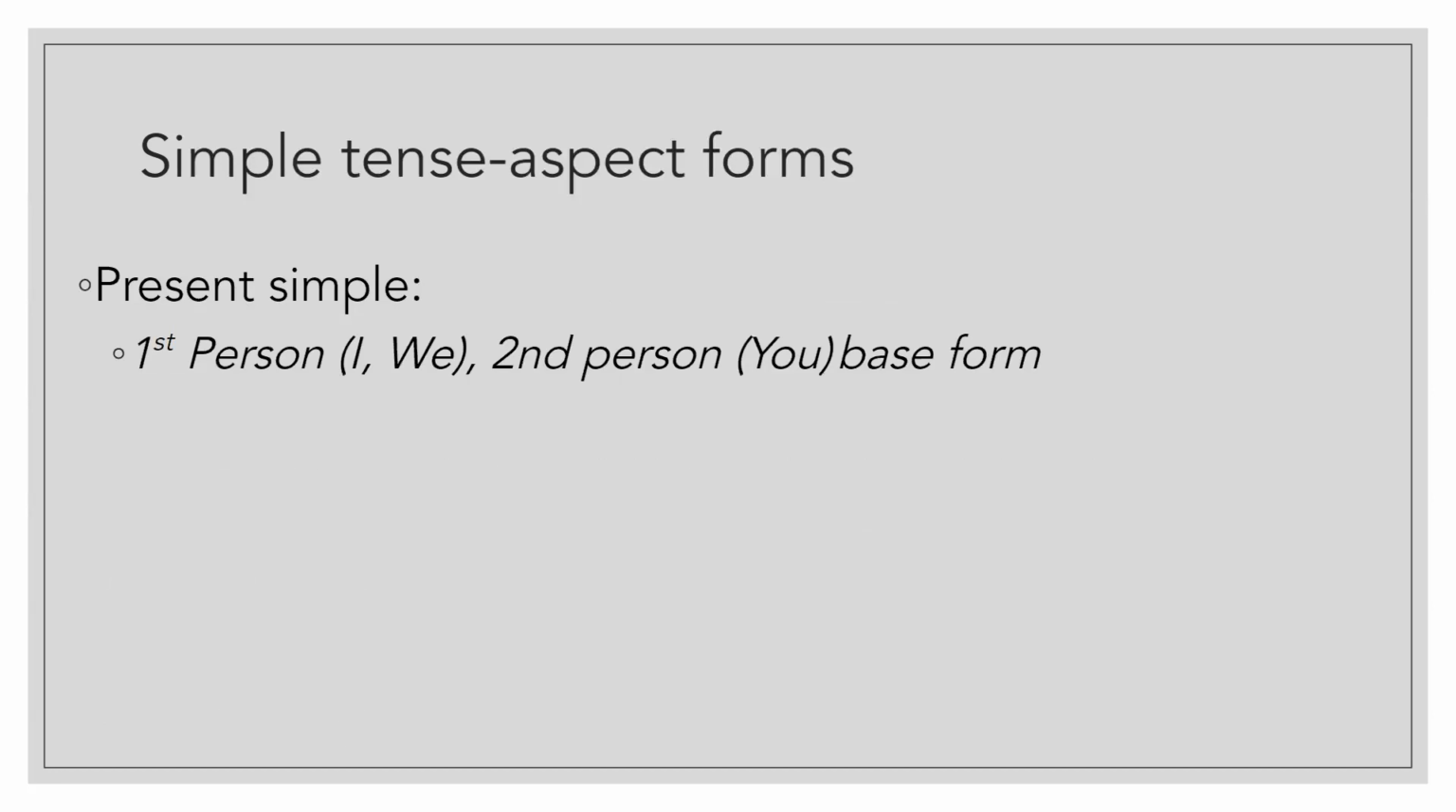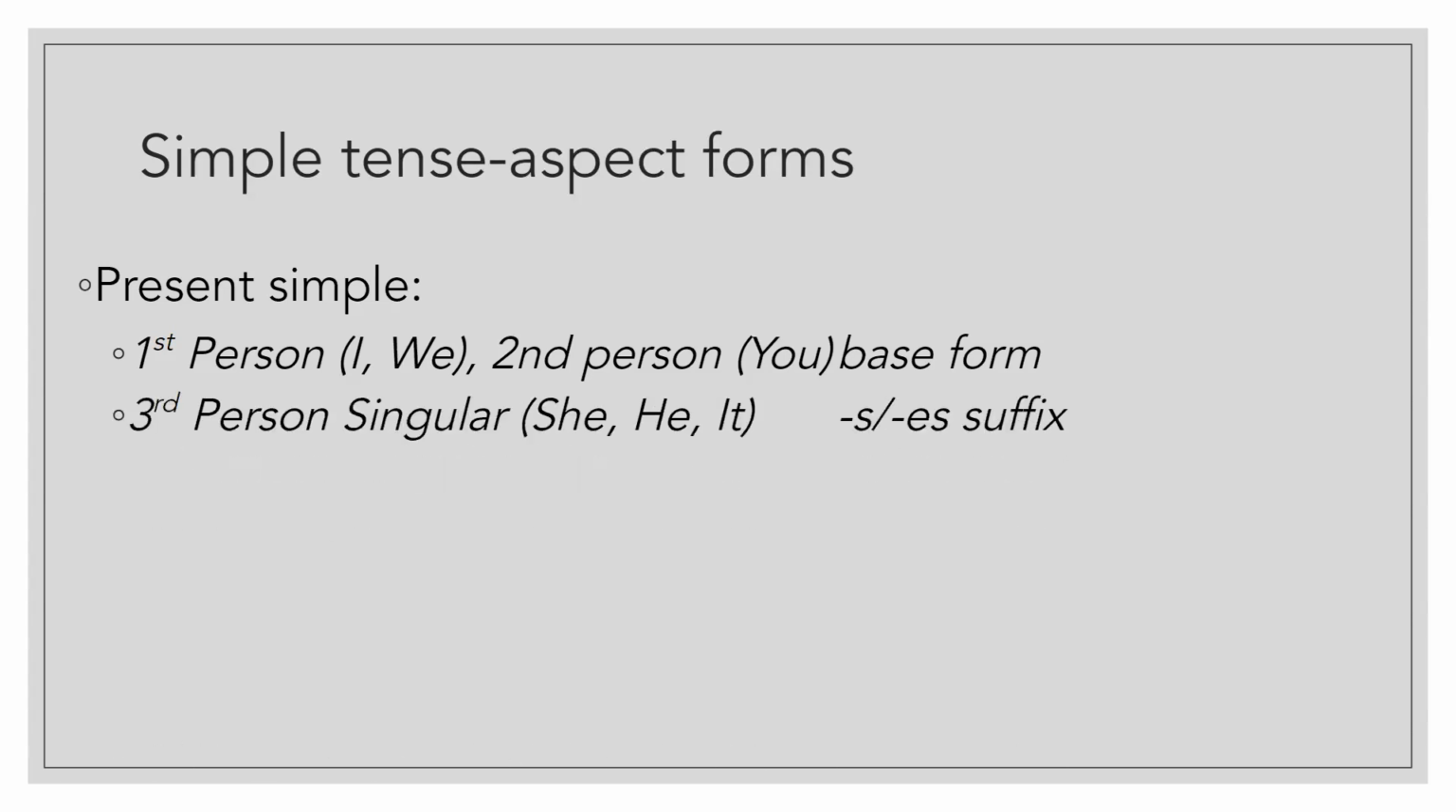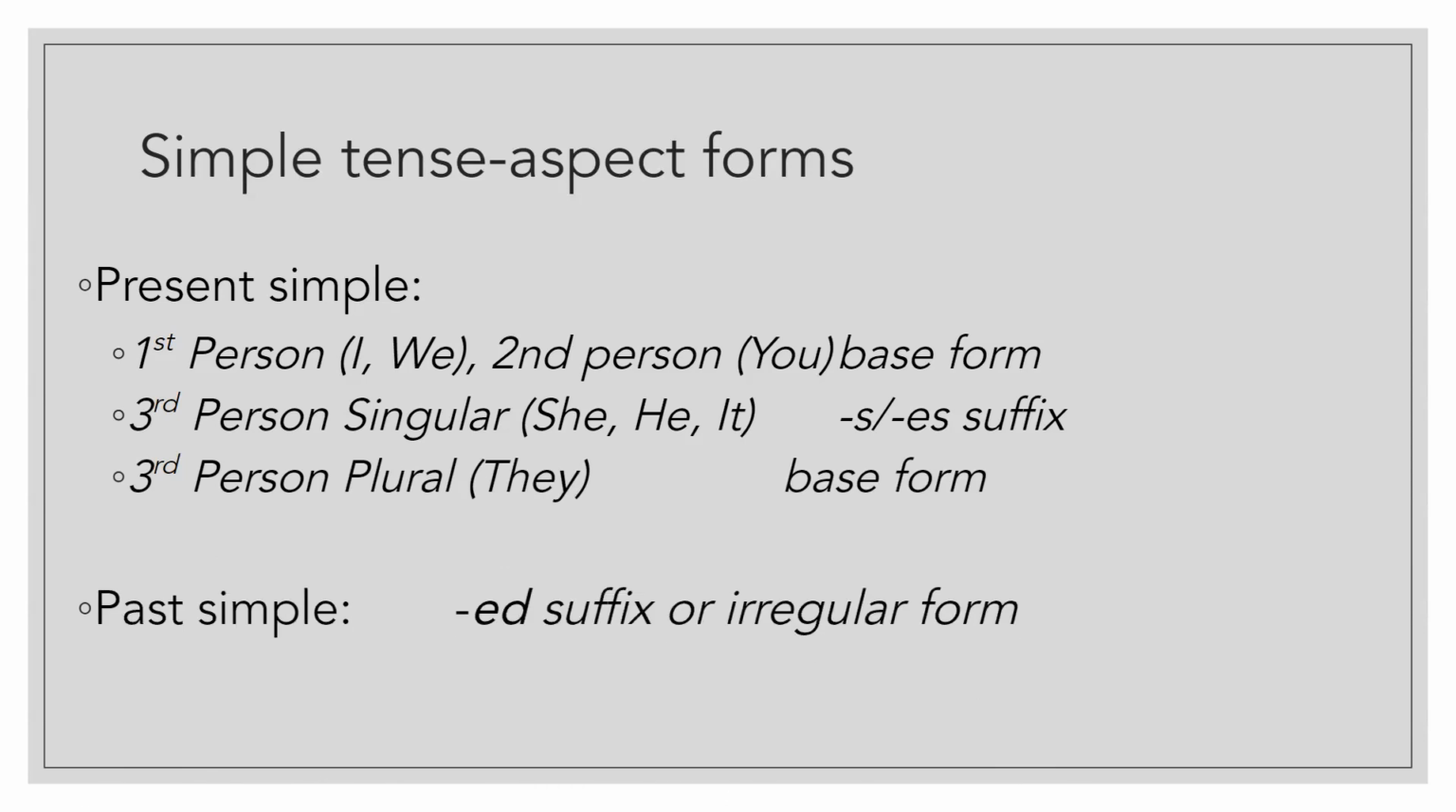Present simple, right? For first and second person, you use the base form of the verb. For third person singular, that's the only case in present tense in English where we have to change it. Okay, and you add an S or ES there. If it's third person plural, we're back to the base form. For past simple, first person, second person, third person, it doesn't matter. It's going to add a D or ED suffix for regular verbs, and then you have all of those irregular verbs in English, right?